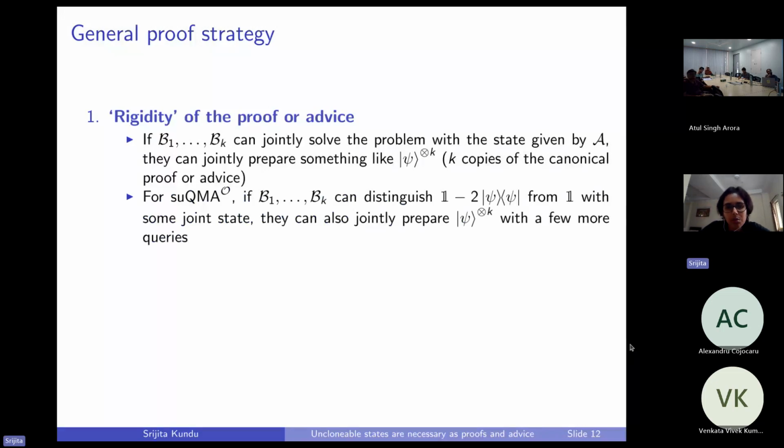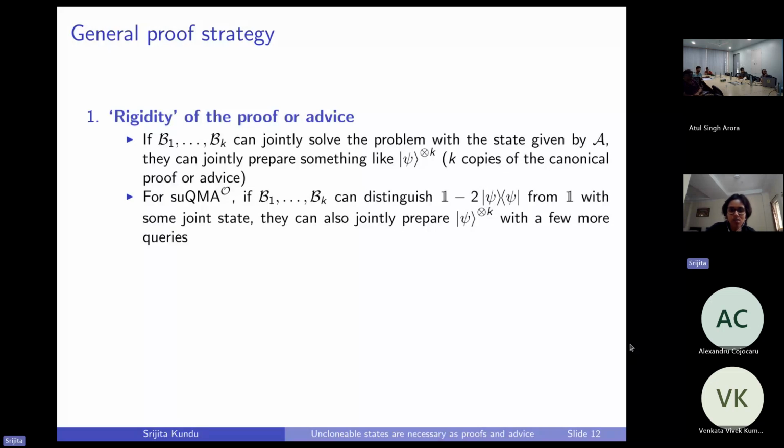What this means, as in the example of our SUQMA oracle construction, is that if B1 to BK, the verifiers, can distinguish between the two oracles, identity minus 2 psi and identity, with some joint state between them, they can also jointly prepare, perhaps with some more queries to the oracle, the state psi to the k. Yeah, so I mean rigidity in this sort of sense.